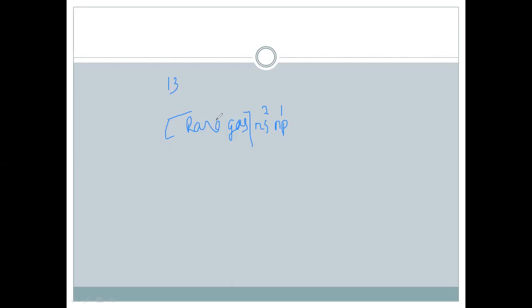Now, why do all the elements of the 13th group have similar properties? They have similar chemical and physical properties due to the same electronic configuration. And when you see boron and the rest of the members, like aluminium, there is a little bit of difference in the properties.